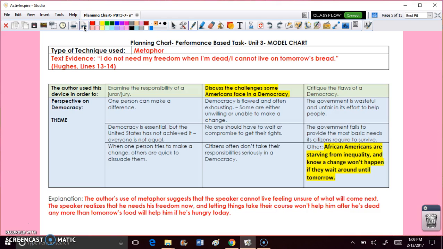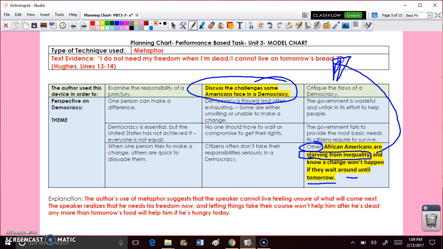So I showed you in my model planning chart, using Langston Hughes' poem Democracy, how I highlighted or circled the purpose that best matches him, that he's discussing the challenges. And then I came up with my own perspective about how he doesn't want to wait until tomorrow. He wants equality now because African Americans are starving from inequality. And then I matched it up to that metaphor, text evidence about tomorrow's bread.